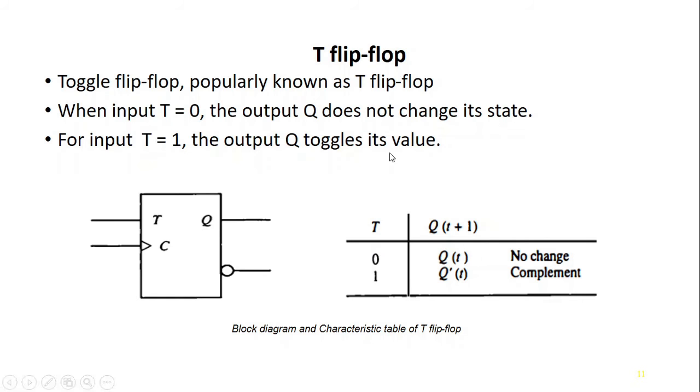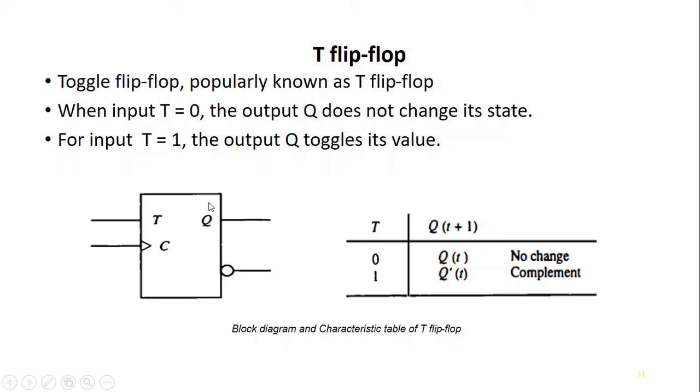Next is T flip-flop, also known as toggle flip-flop. This is a variation of JK flip-flop where both the J and K inputs are tied together. When input T is equal to 0, the output Q does not change its state, and when T is equal to 1, the output Q toggles its value.